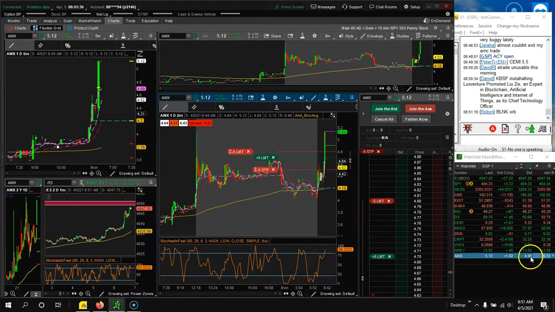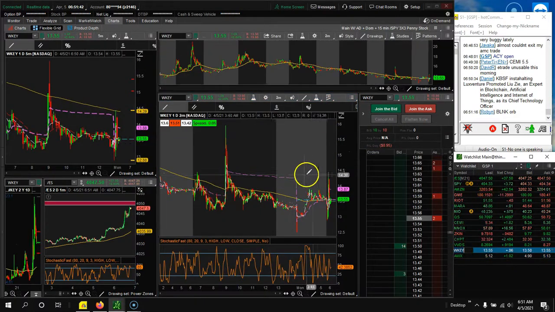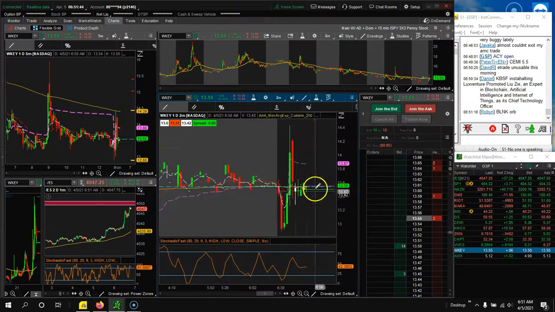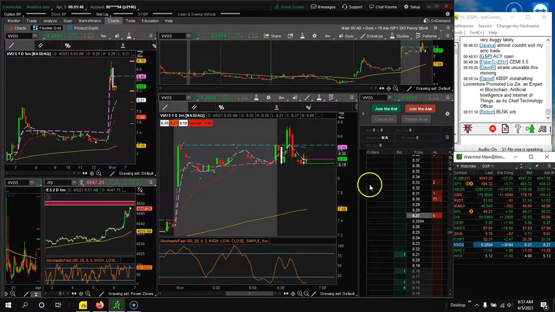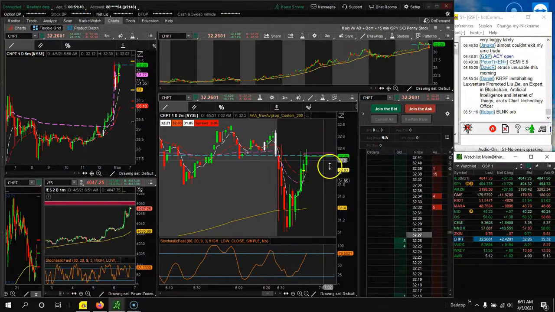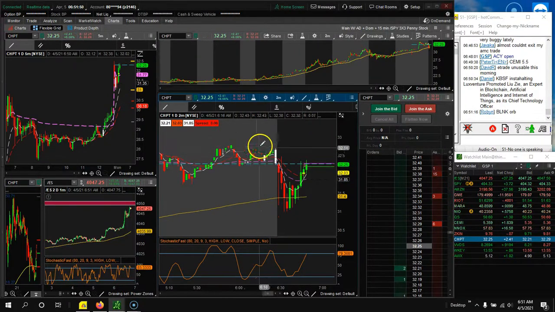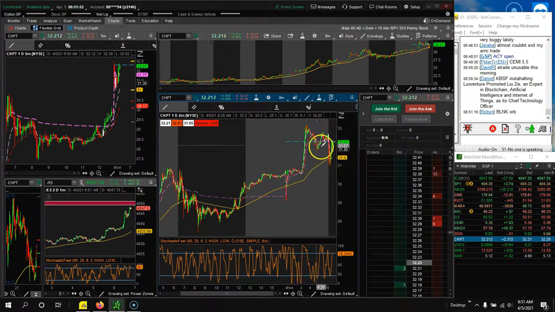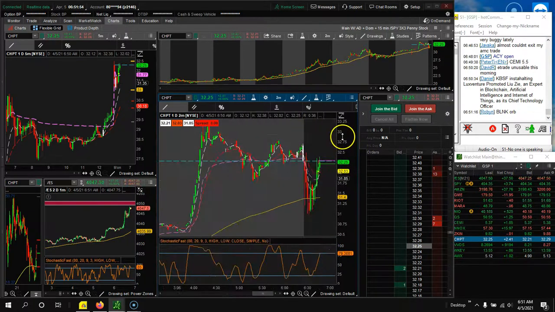Now, I have it over on my watch list down here, so I'll keep an eye on it. But going back, we're going to be looking for stocks that trade on breakouts. Let's see if we can find a potential breakout. Here we go. This is what I'm looking for on CHPT.